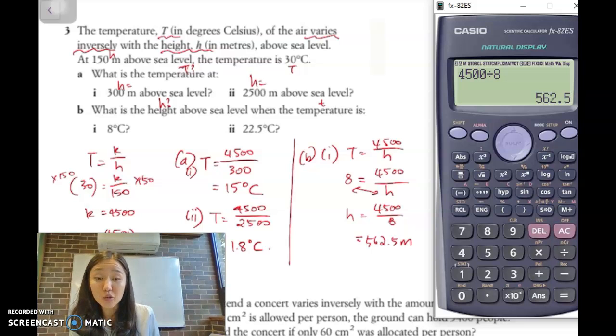All right, part 2 is the same thing. You just replace the T in that question with the given T there, which is 22.5.